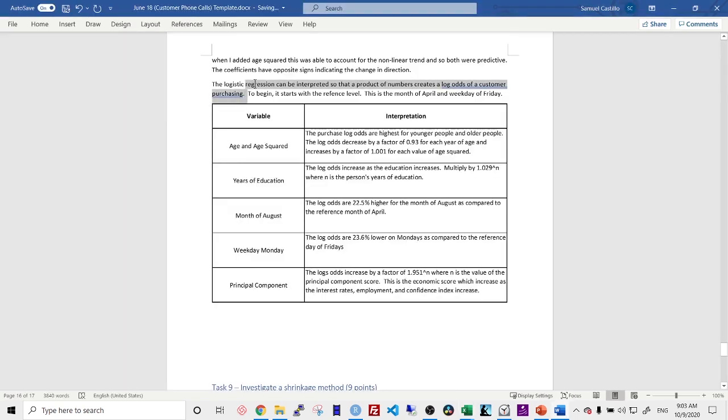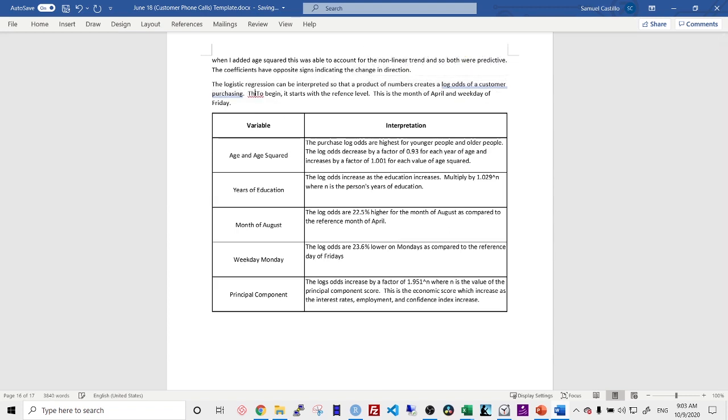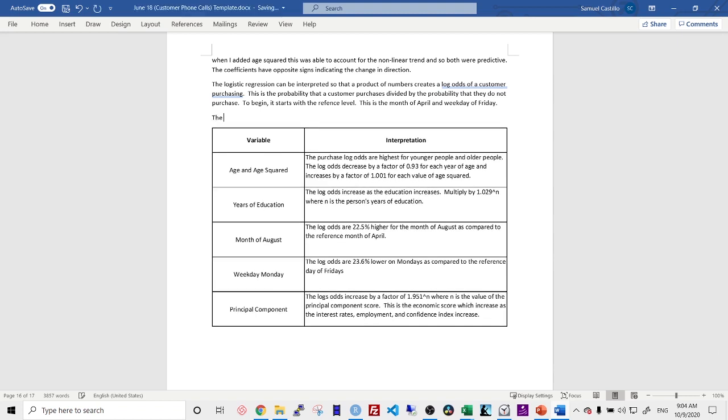So the logistic regression can be interpreted so that the product of numbers creates a log odds of a customer purchasing. So this is the probability that a customer purchases divided by the probability that they do not purchase. To begin, it starts with the reference levels. This is the month of April and the weekday of Friday. I can actually remove this. Oh no, I'll just leave this. So the marketing department can use this table to help them better understand their customers.